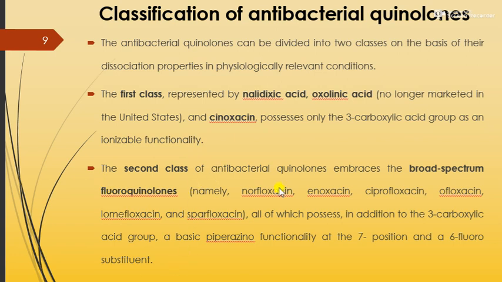The second class of antibacterial quinolones, that is broad spectrum fluoroquinolones, includes norfloxacin, enoxacin, ciprofloxacin, ofloxacin, lomefloxacin, sparfloxacin, all of which possess, in addition to the 3-carboxylic acid group, a basic piperazine functionality at the 7th position and 6-fluoro substitution. That 6-fluoro substitution in the structure activity relationship, we studied, is important for the antibacterial activity.